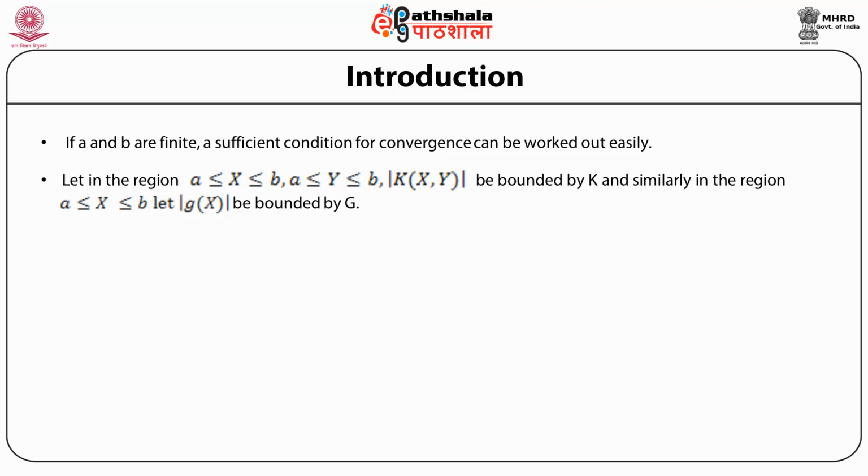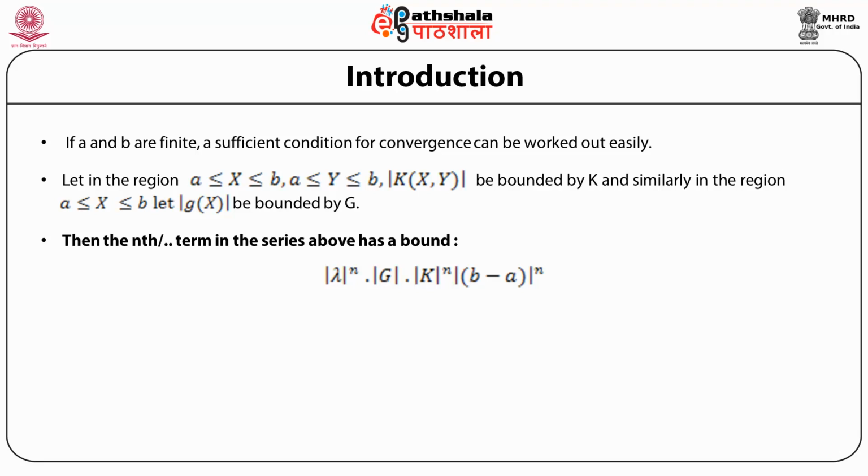And similarly, in the region x lying between a and b, let the modulus of g also be bounded by a number capital G. Then the nth term in the series above can be seen to have a bound, namely the modulus of lambda to the power n, multiplied by G, multiplied by K to the power n, multiplied by the modulus of b minus a to the power n.